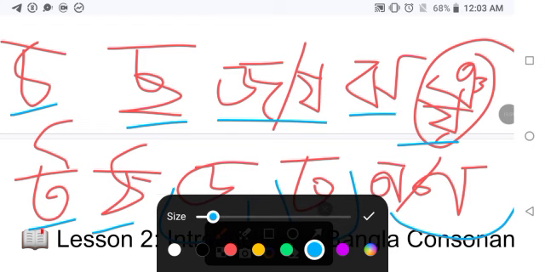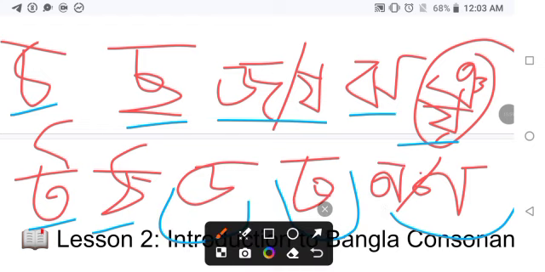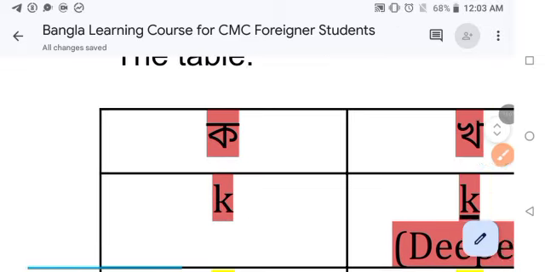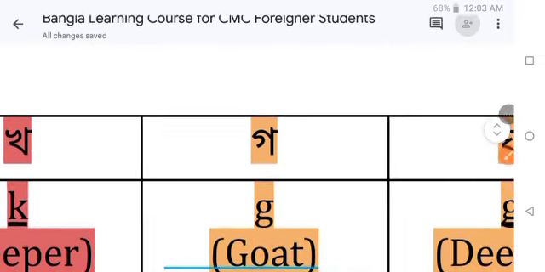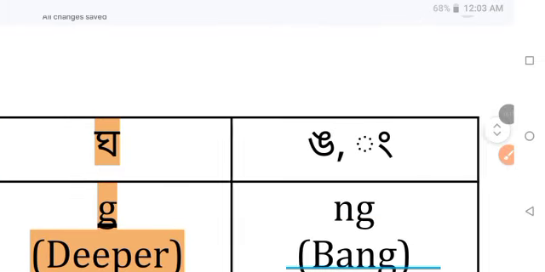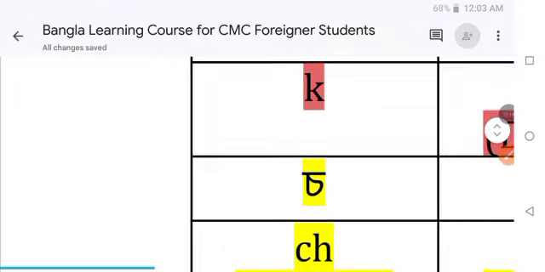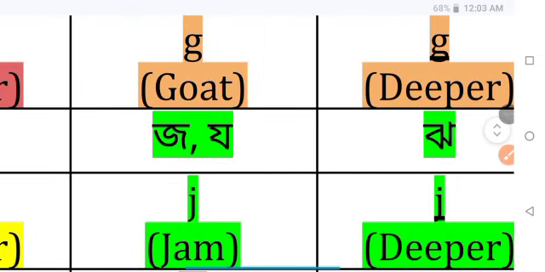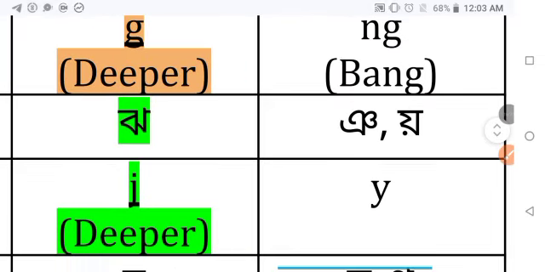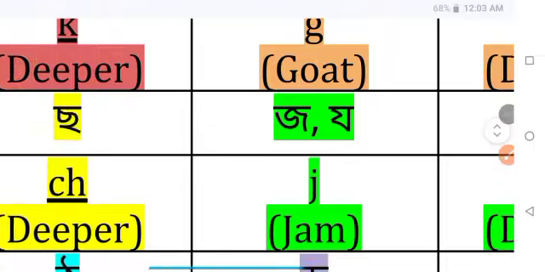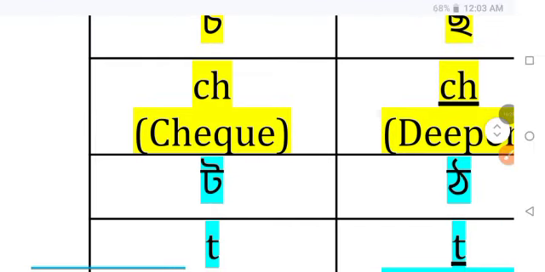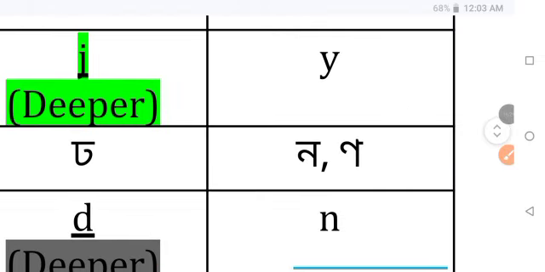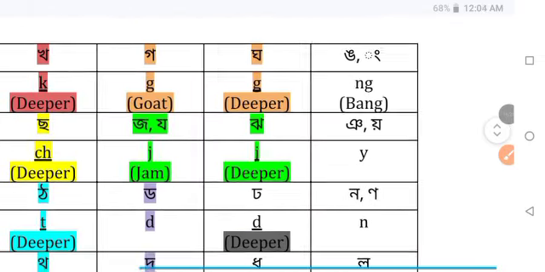Okay, these were the first 15 consonants. Last time: ka, kha, ga, gha, bang, cha, cha, ja, jha, y, ta, tha, da, dha, na. Okay, so that's the 15.